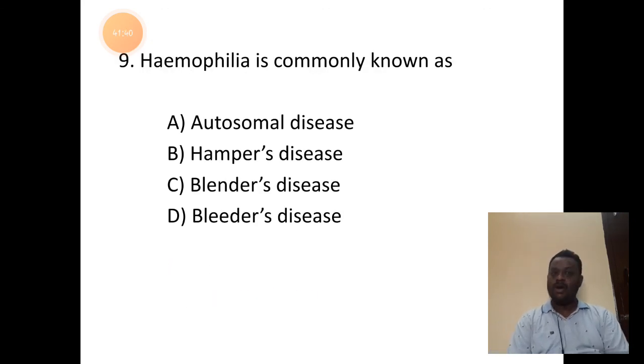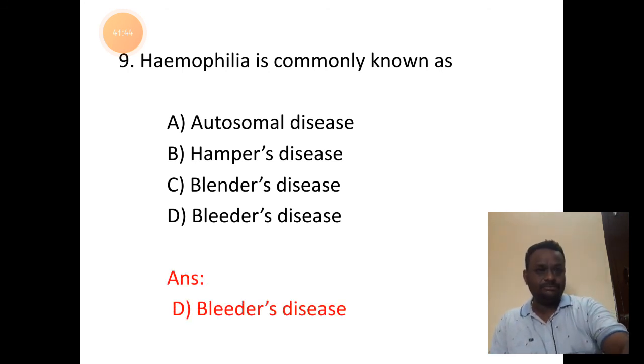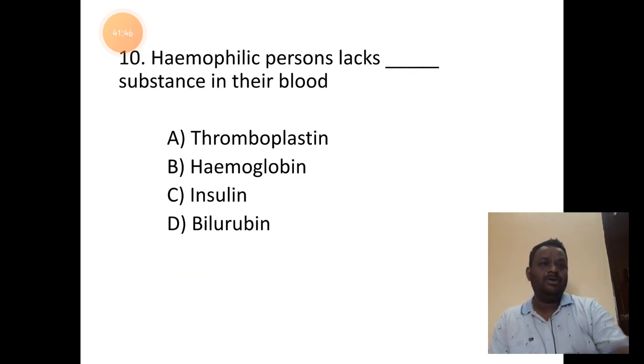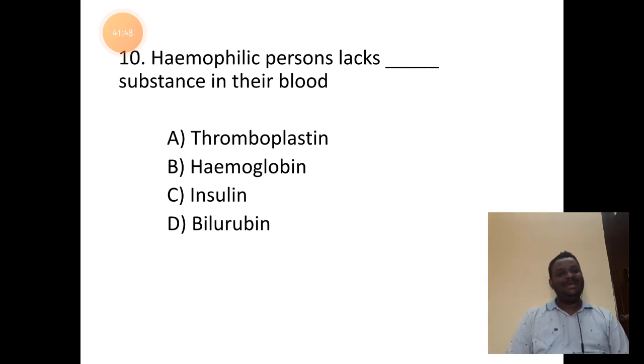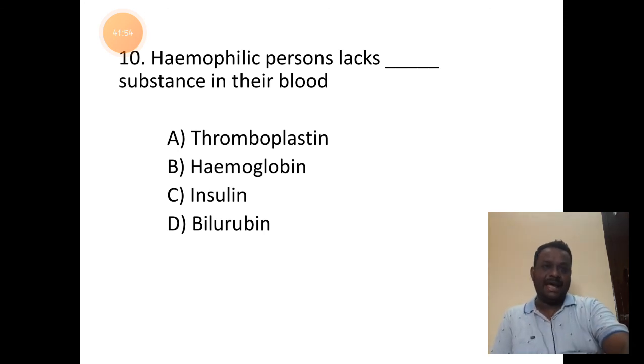Hemophilia is commonly called bleeder's disease. So the answer is D. Now what is the other name? Royal disease. Okay. Hemophilic persons lack a substance in their blood. Which is the substance? Thromboplastin. Answer is A.